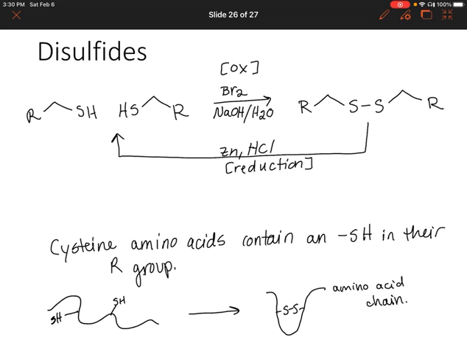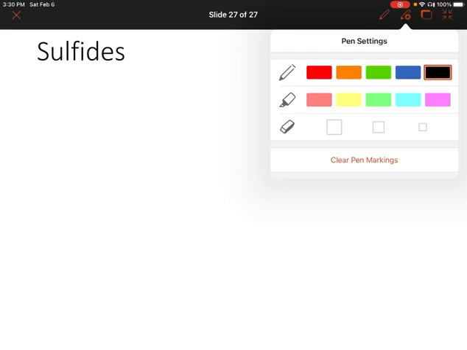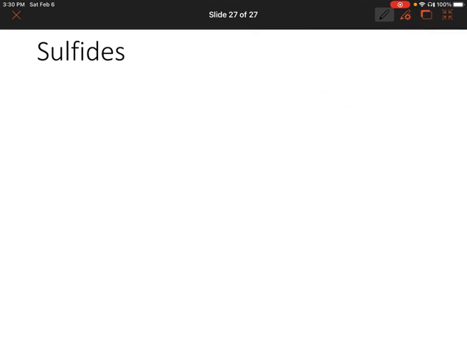All right, and then the last thing we're going to talk about are sulfides. So sulfides, you can either have, for instance, the sulfide ion bonded to a metal atom. So maybe you have magnesium sulfide or something like that. Or you could have a sulfur bonded to two alkyl groups.